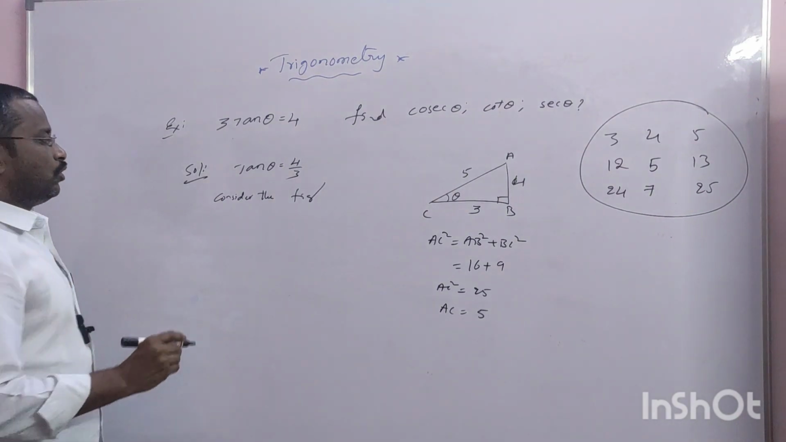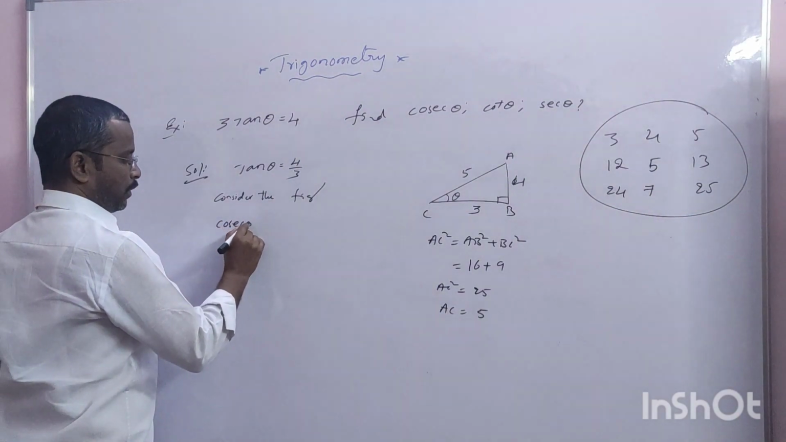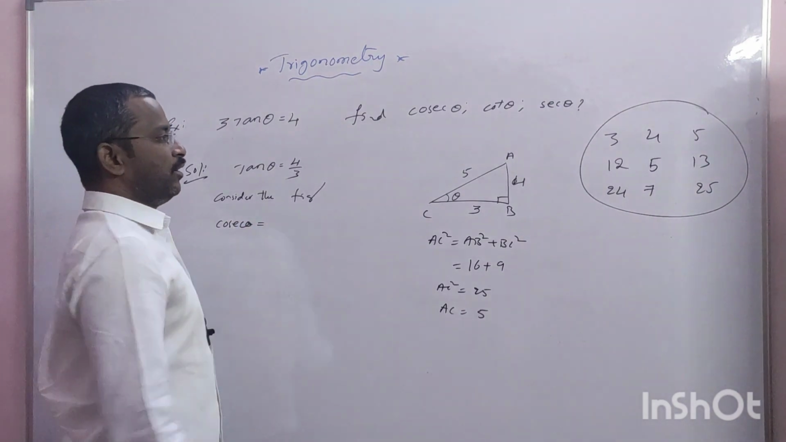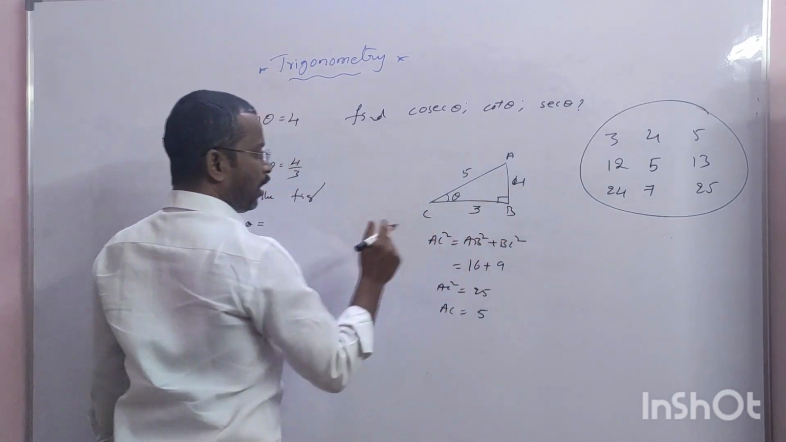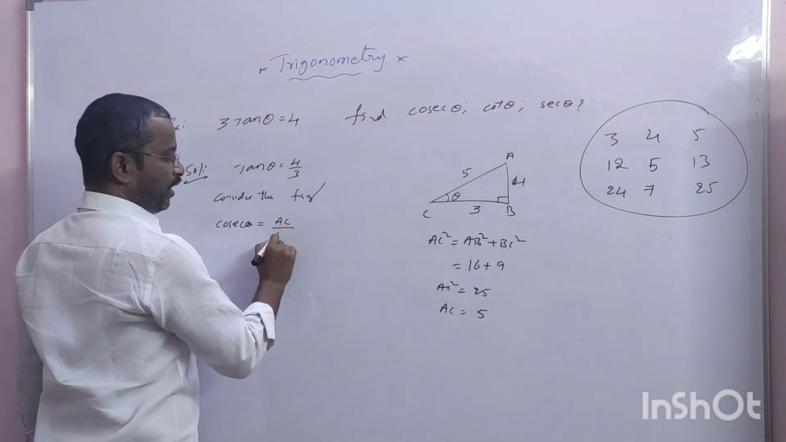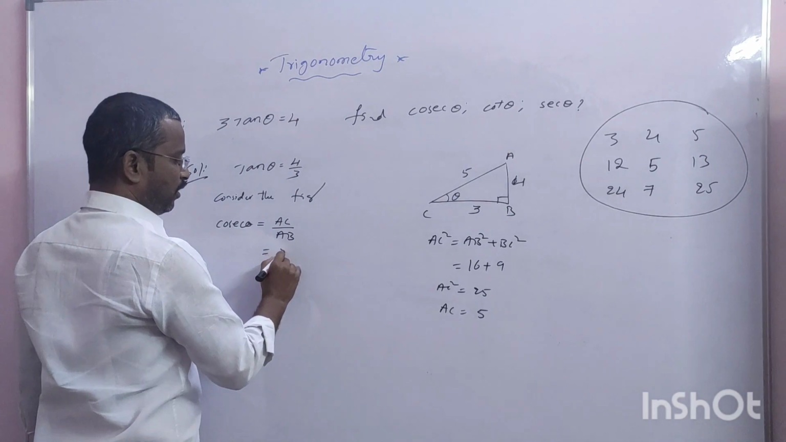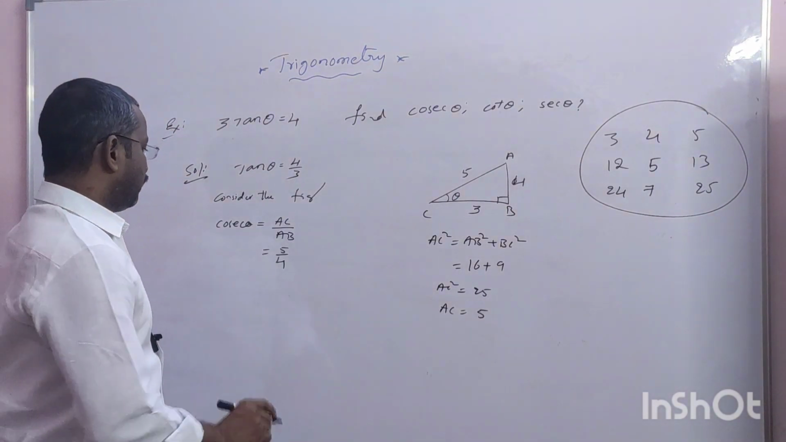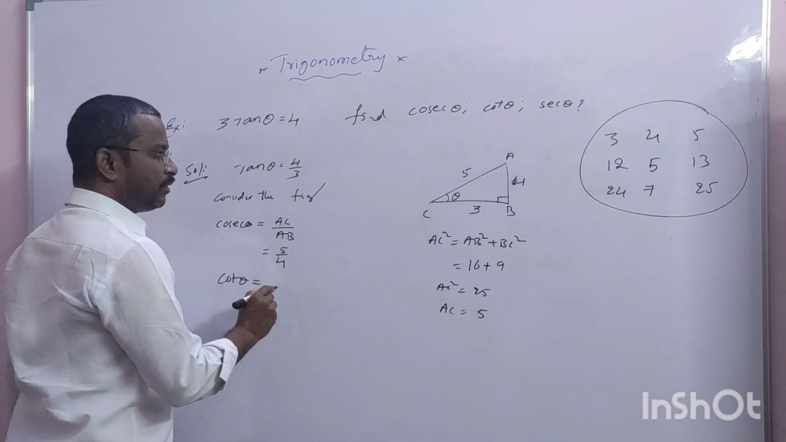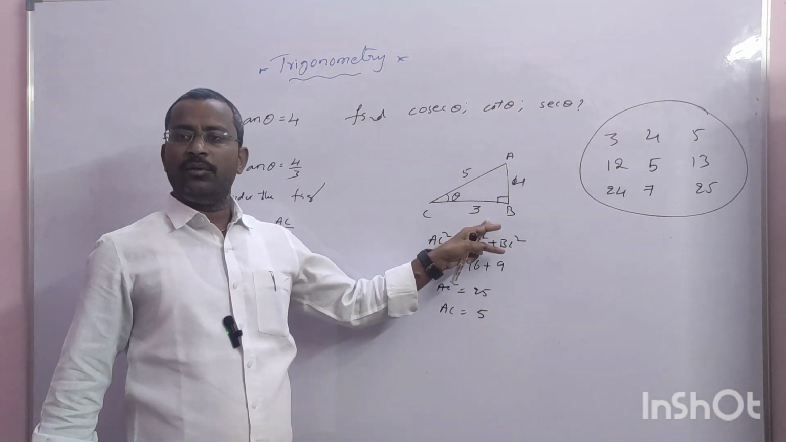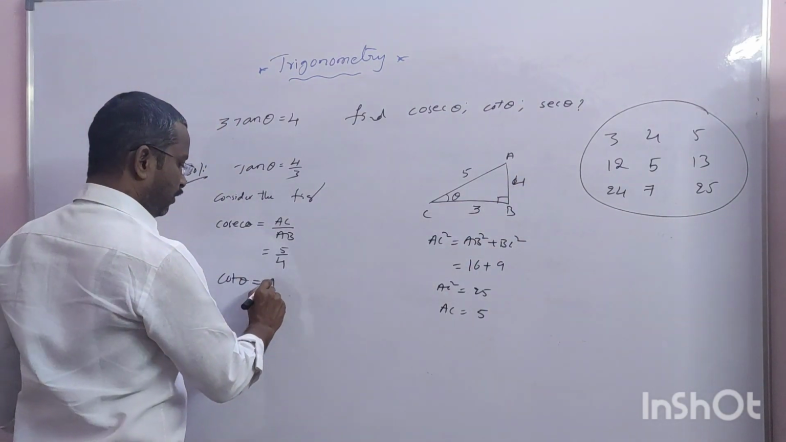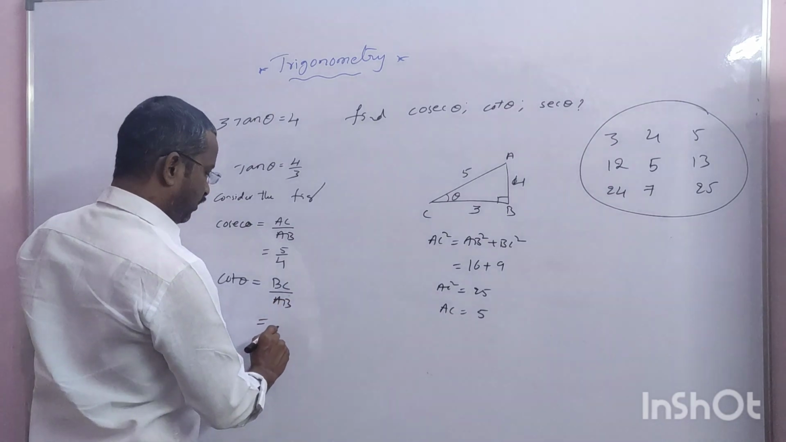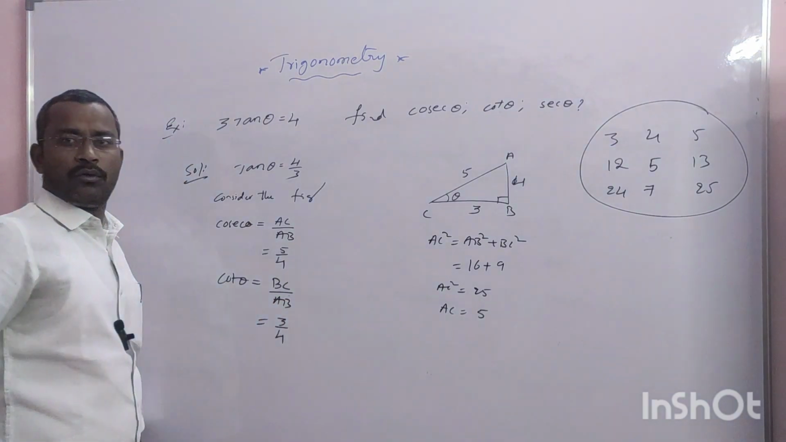Right? Now what do you want? Cosec theta. Cosec theta is equal to hypotenuse by opposite. So you write AC by AB. What do you get, Nana? 5 by 4. Next, cot theta we want. Cot theta means adjacent by opposite. What is your adjacent? BC. Opposite how much, Nana? AB. So it is 3 by 4.